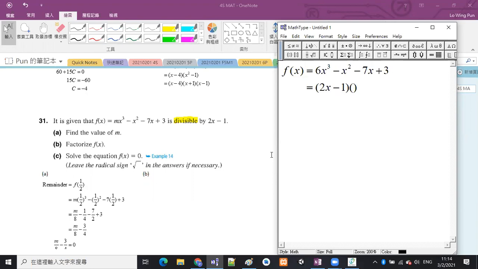the remaining factor. Okay, and the first term, the square term, should be 3x squared. And then the constant term should be minus 3.